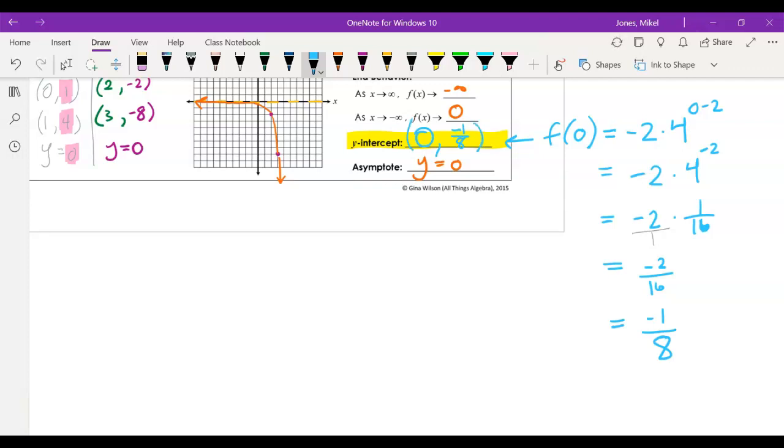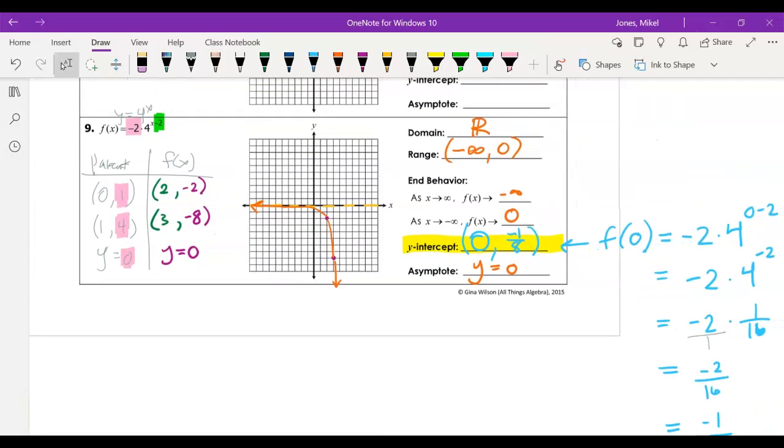Yes, Julia. Is this like the parent function was a growth, but then now we call it a decay? So some textbooks call it decay and some don't. So I hesitate to give you a hard and fast yes or no. But yes, there are definitely some textbooks that would call this decay.